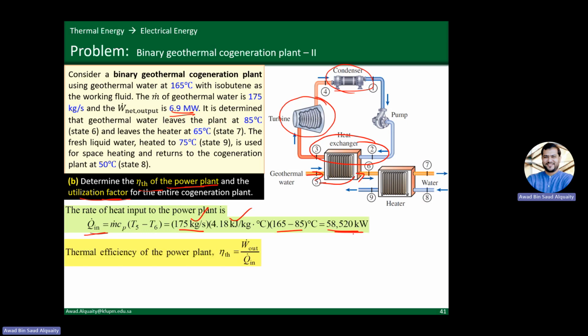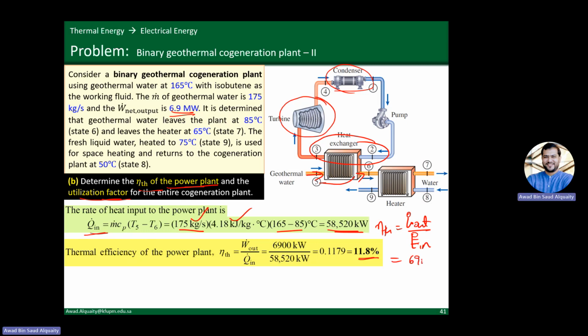Now, out of the 58,520 kilowatt transferred, 6,900 kilowatt is the net power output. So the thermal efficiency is simply 6,900 divided by the heat input, which comes out to be 11.8%. Okay. Now, this is the thermal efficiency of the power plant. You can also define it as work output divided by energy in. This is also another way to compare it with other geothermal cycles.